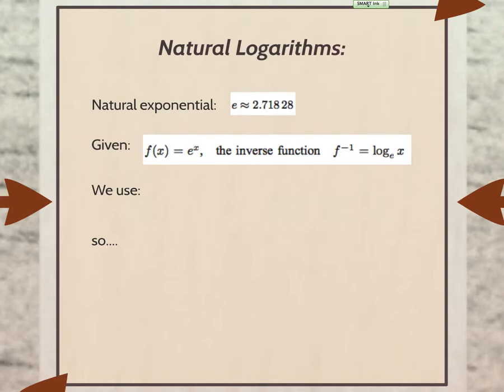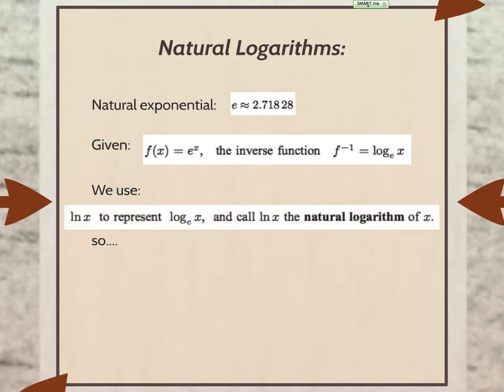This ends up being kind of a mouthful, log of base e, and since e is a natural number that occurs, we call it the natural log. So instead of writing log base e, we write ln. Those two things I circled mean the exact same thing. So the ln of x represents log base e of x, and we call that the natural logarithm of x. So ln x is our natural log.